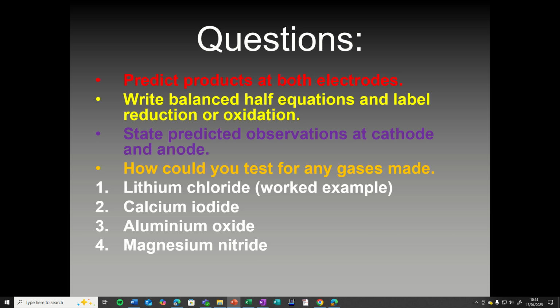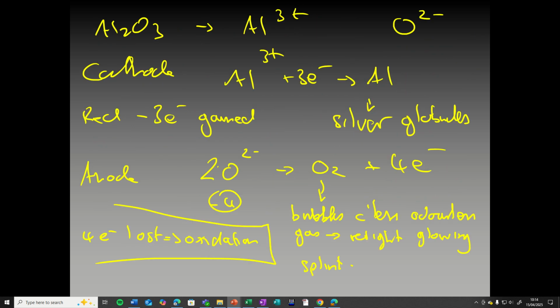So we're going to do aluminium oxide. Aluminium ions are 3 plus, oxide ions are 2 minus. So aluminium will go to the cathode, it will turn into pure aluminium, the element. That will need 3 electrons to cancel the charge out. Again, it's a metal, silver globules, dead easy. We have gained 3 electrons, so it is a reduction.